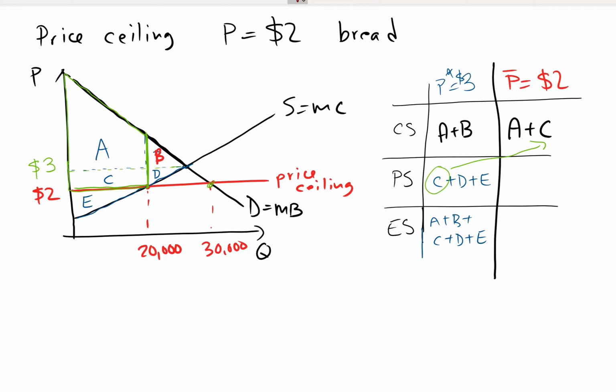Now the producer surplus. Again we go up to the quantity we sell, and below the price of $2. This blue area is our producer surplus, so it's down to E. The producers have lost two parts. They lost C because it went to the consumers, who got cheaper prices, and they lost D too. We'll talk about that in just a second. So now our economic surplus is just A plus C plus E.